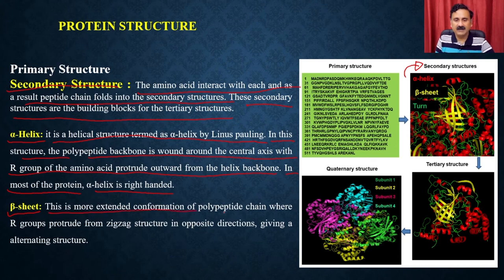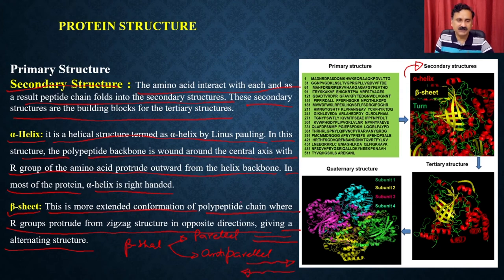This is a more extended conformation of the polypeptide chain, where the R groups protrude from the zigzag structure in alternating opposite directions. Beta sheets could be of two types: parallel beta sheets or anti-parallel beta sheets. If the strands are running in the same direction, it is called a parallel beta sheet. If they are running in the opposite direction, it is called an anti-parallel beta sheet.